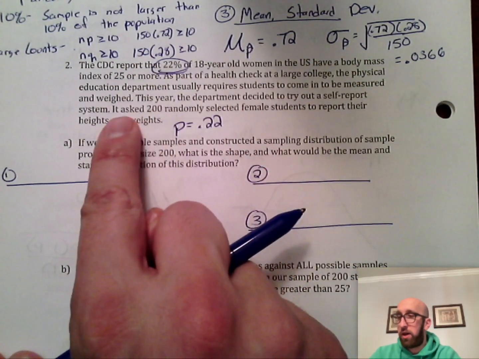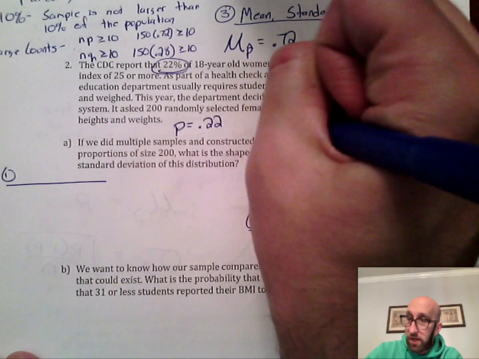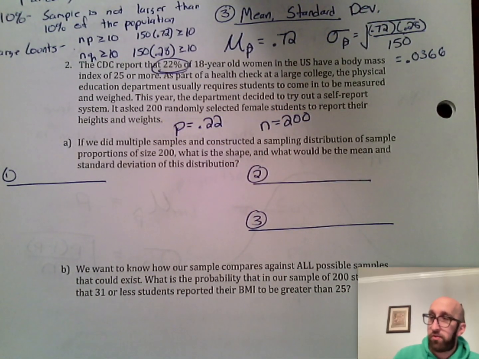But there is this mention of, hey, they got 200 randomly selected female students. That is your sample size. Your sample size is 200 there. So if we did multiple samples and constructed a sampling distribution of sample proportions of size 200, what is the shape and what would be the mean and standard deviation of the distribution?